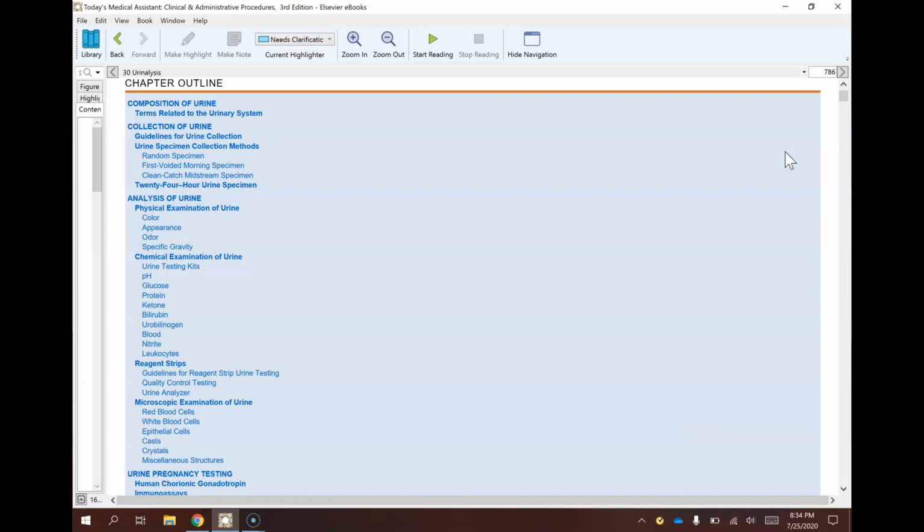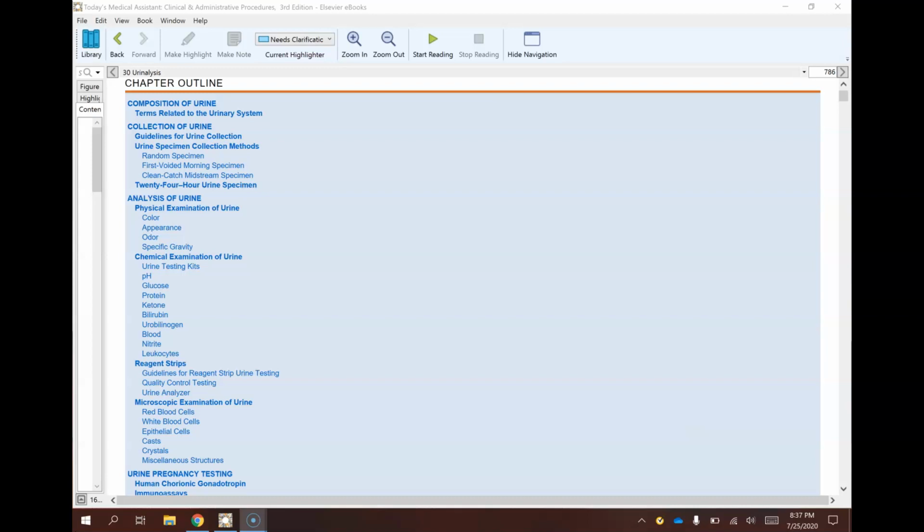The urine is tested as a non-invasive way of attempting to see what is going on, and in the MA world, to understand the symptoms a patient is experiencing. Looking at the outline for Chapter 30, Urinalysis, important points have to do with what the urine is composed of, how urine is collected, how urine is analyzed, and then last but not least, the urine pregnancy testing.